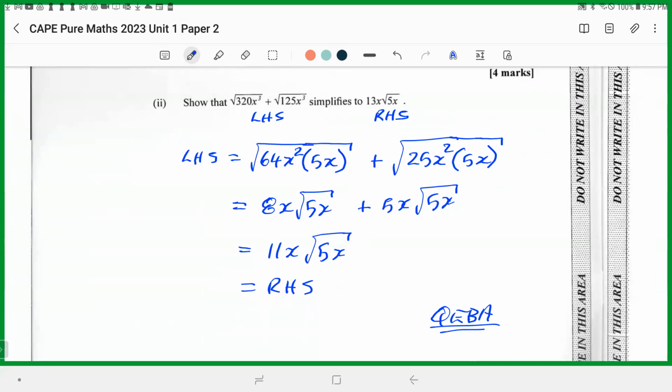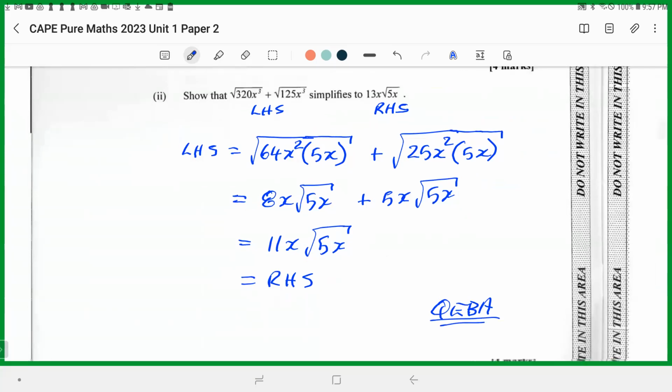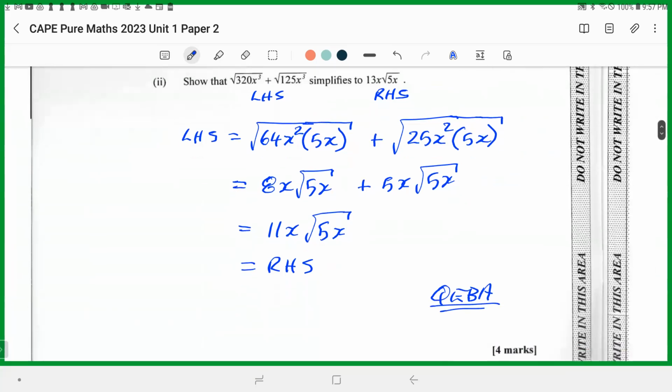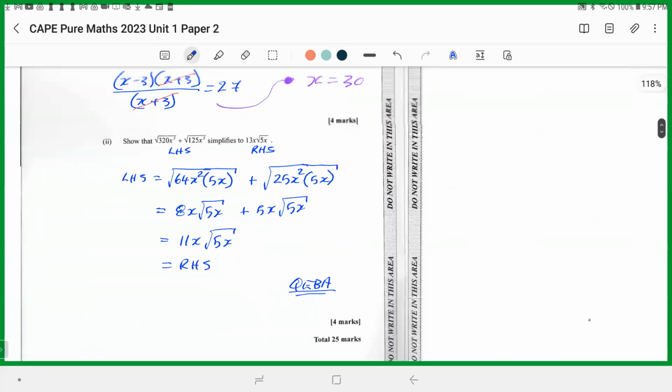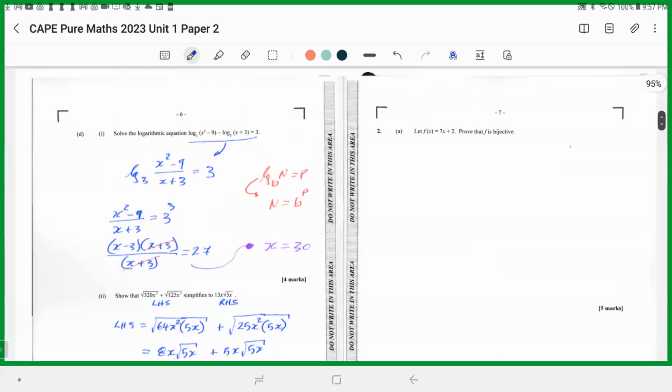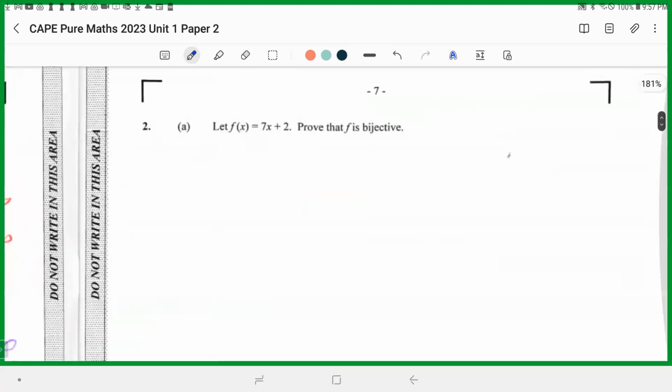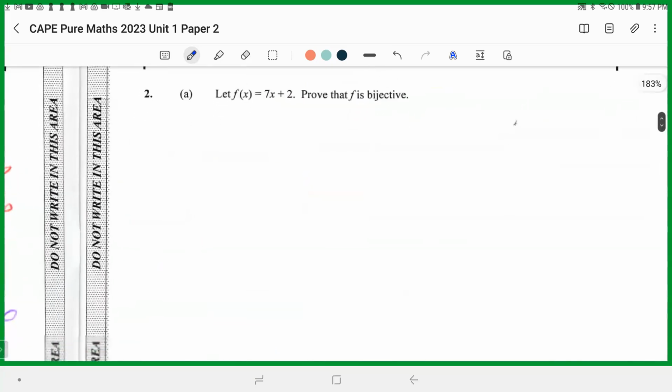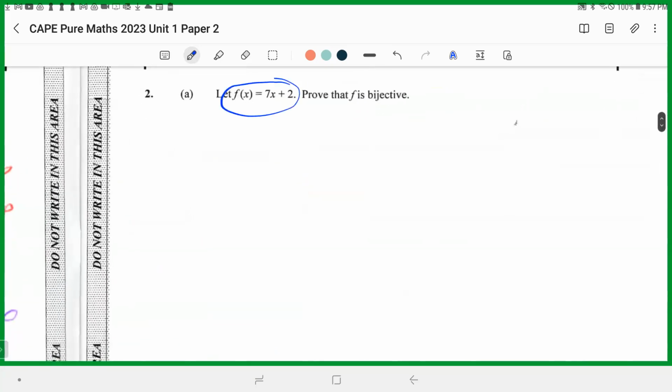All right, beautiful. But I hear that the first part of the paper was easy. I hear that the trouble came in the second part. But let's see. All right, we're coming over this side now. So far, so good. This one now. This one gives us that linear function, and I must prove that it is bijective.